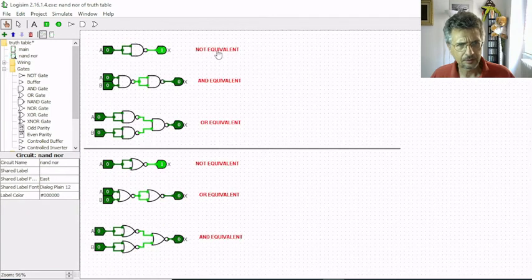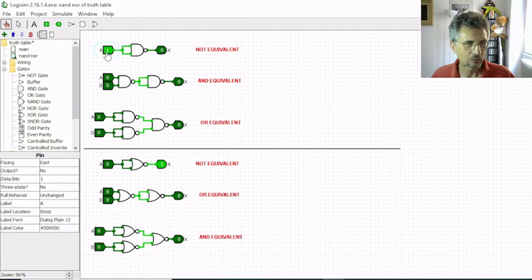Look at this circuit. You see that using a single NAND, I can realize a NOT. This is a quite strange circuit because I have connected the two inputs of the NAND, and in this way I have just one input, and this circuit has the same truth table as a NOT.